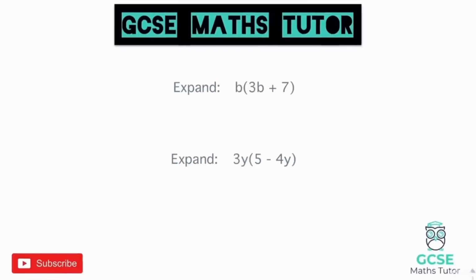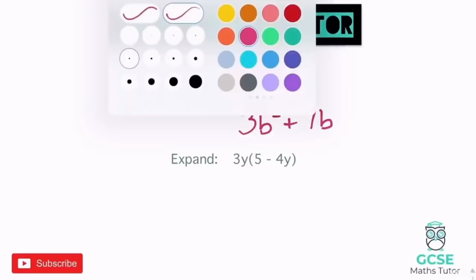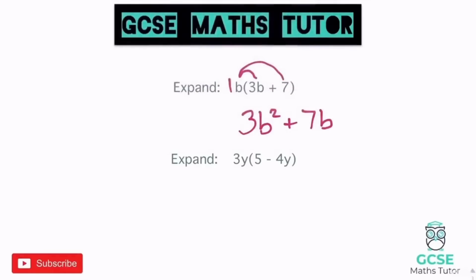On to expanding brackets. This first bracket, we are multiplying everything inside the bracket by b. So b times 3b, not forgetting there's a 1 in front of that. 1 times 3 is 3, and b times b is b squared. On to the next one, 1b times 7. Well, 1 times 7 is 7, and there's just that 1b that we're going to leave in there, and we're just going to copy that symbol, which is a plus, so keeping that as a plus. On to expanding below, we have 3y times 5. 3 times 5 is 15, and we've got the 1y there, so we'll leave that as a y.